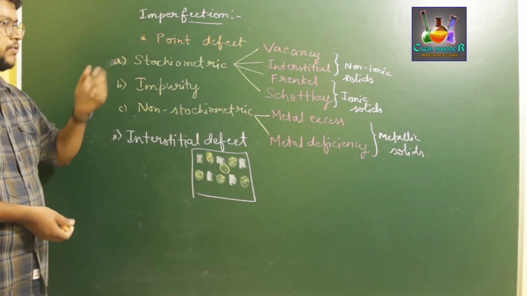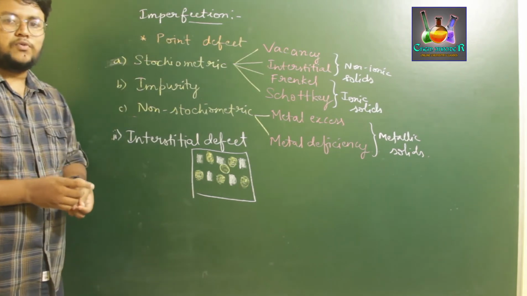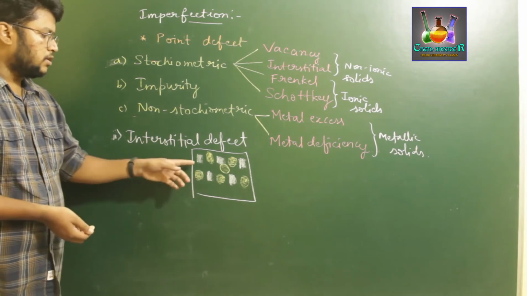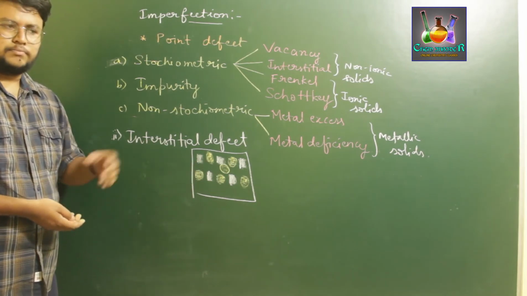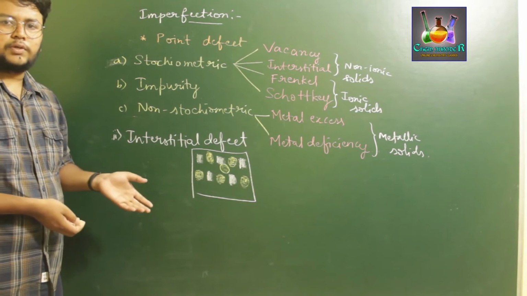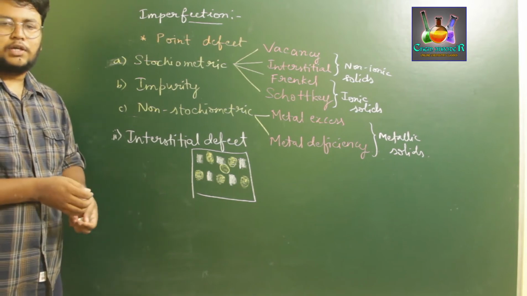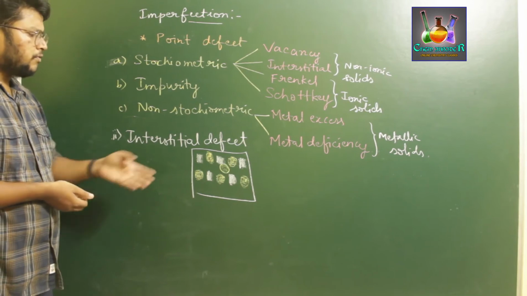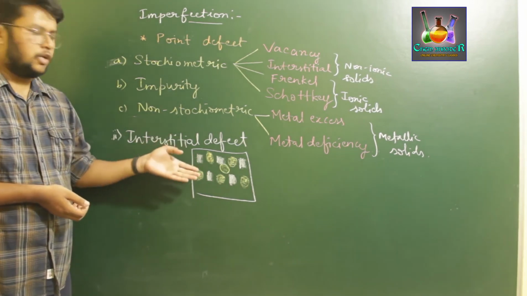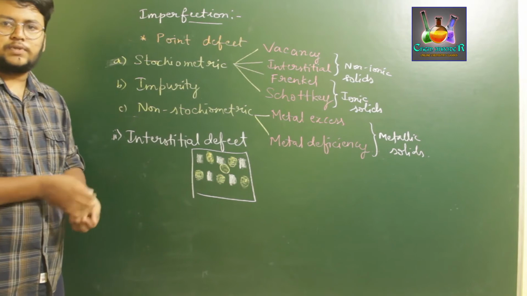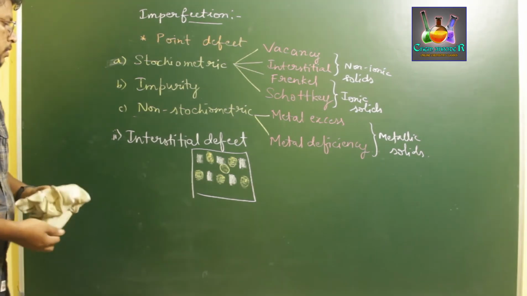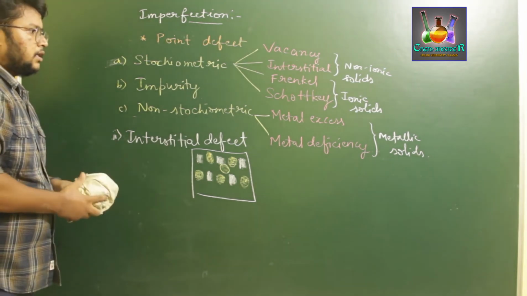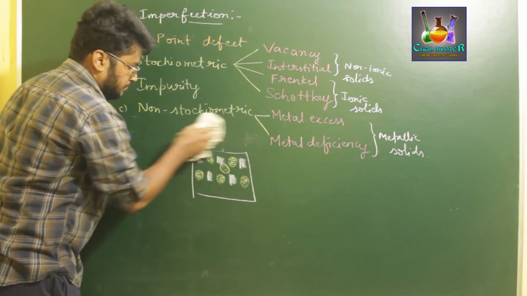Now for the Frenkel and Schottky defects, we use ionic solids. So instead of writing these boxes or circles, we'll write positive cations and anions. In order to show Frenkel and Schottky defects, we have to use cations and anions in the positions of these particles which I have taken. So now, Frenkel and Schottky defect.